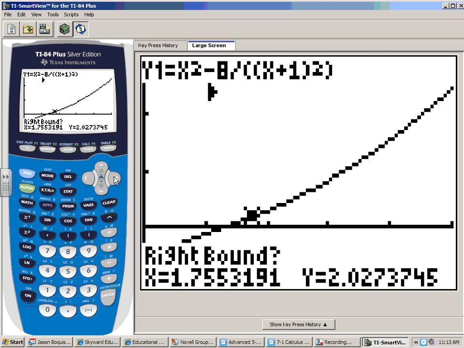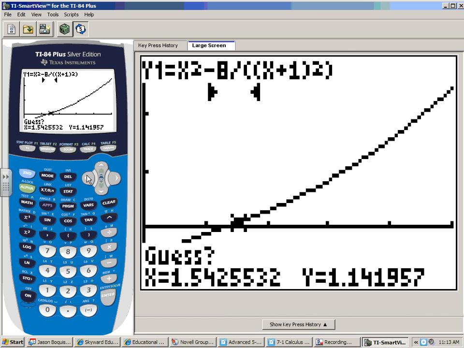Yeah, because we're looking for the 0, right? That's where we want to know when it equals 0. My guess, really, you could just get closer if you want, but it really doesn't matter. That looks good.